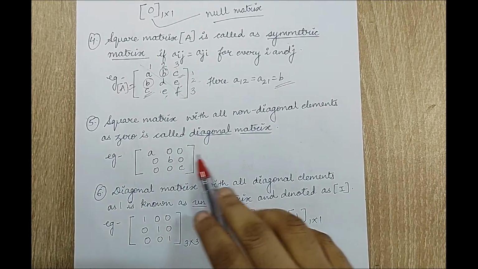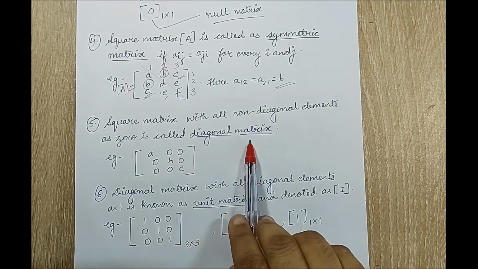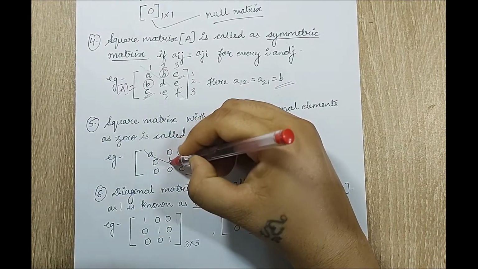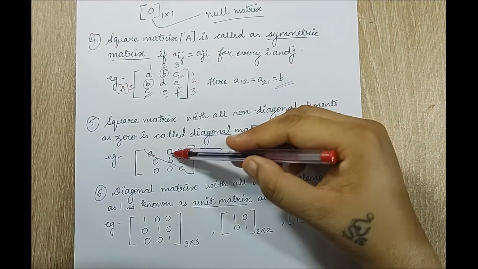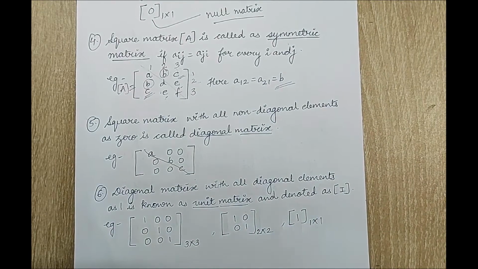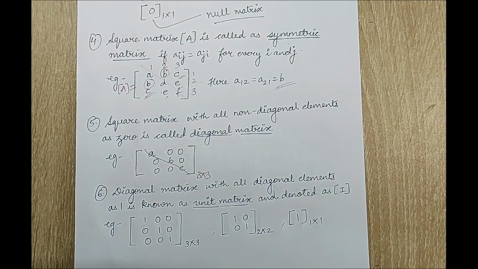Next comes a square matrix with all non-diagonal elements as 0, which is called a diagonal matrix. Now if you observe the matrix that I have written here, A, B, C are the diagonal elements. All the other elements are 0. So this type of square matrix, which is 3 by 3 order, will be called a diagonal matrix.